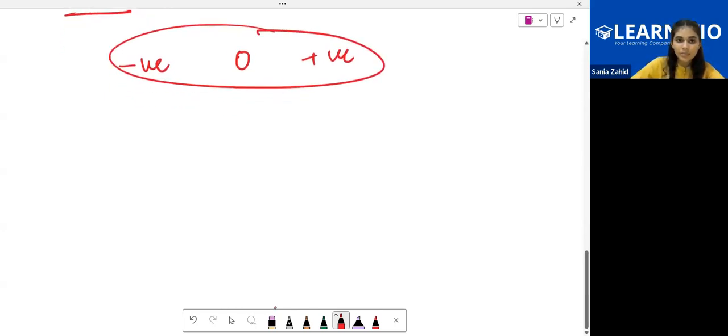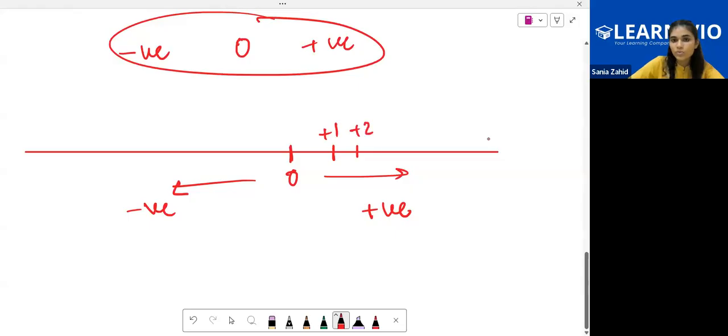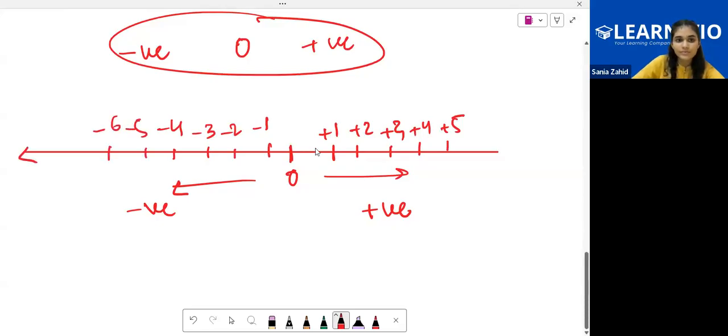For example, I have the number line like this. In this number line, I will have 0 in the center. On the right side, I will have all the positive numbers. On the left side, I will have all the negative numbers. Like here, I'll have +1, +2, +3, +4, +5, and so on. Here, I'll have -1, -2, -3, -4, -5, -6, and so on. So these are all termed as integers, all the negative numbers, 0 and positive numbers, right?